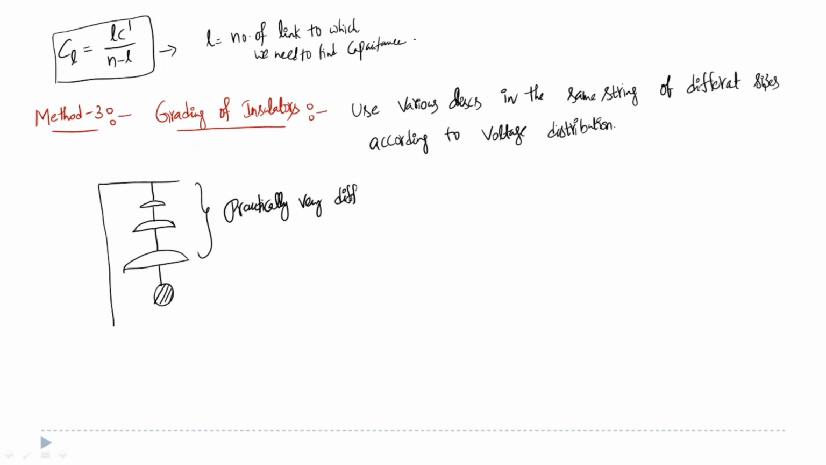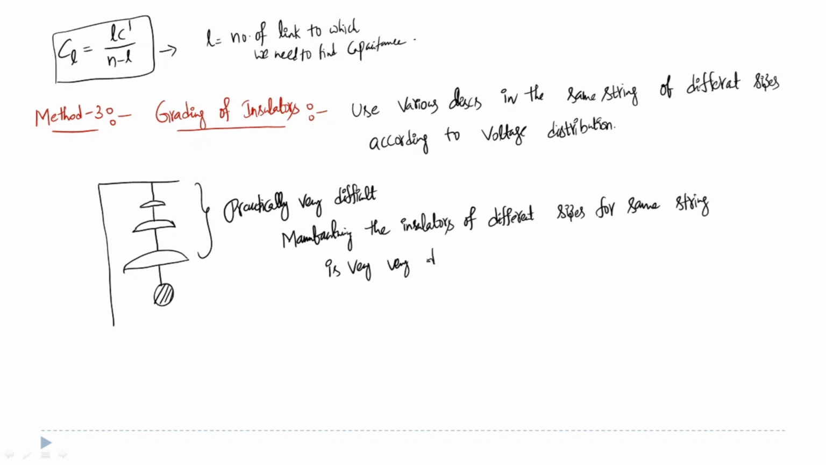Why is it practically very difficult? Manufacturing the insulators of different sizes for the same string is obviously very difficult to do, and it is also an expensive task.